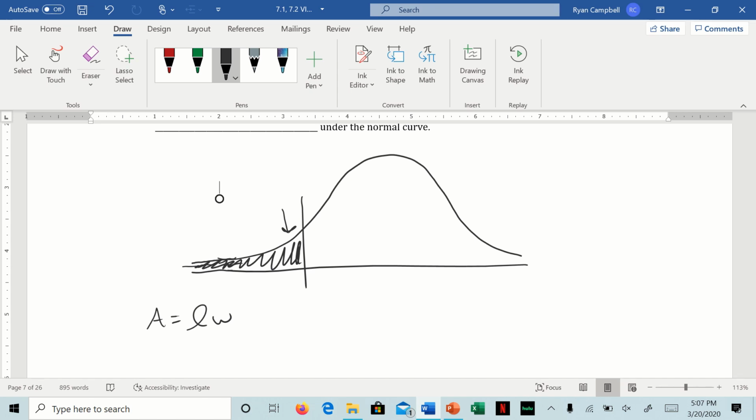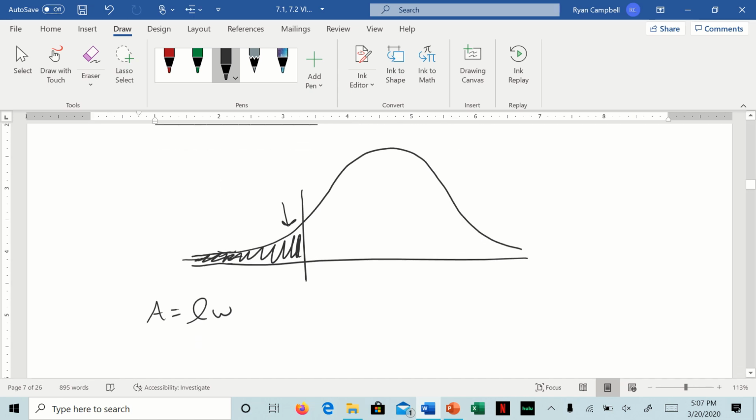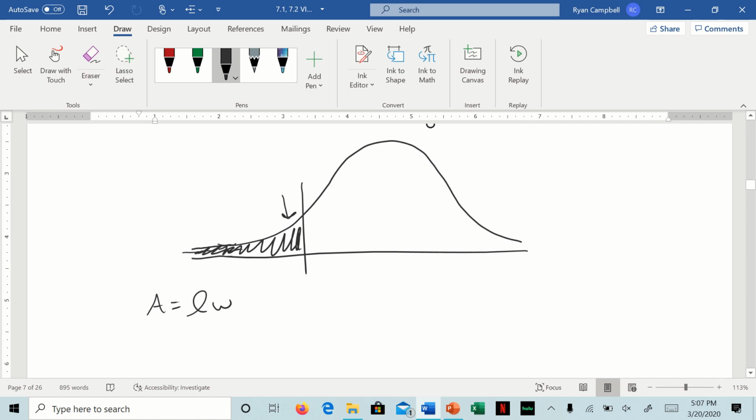Well, short answer, we don't. Luckily, the calculator can do it for us. And even before the calculator, we still didn't really do it. We just had tables to do it for us.